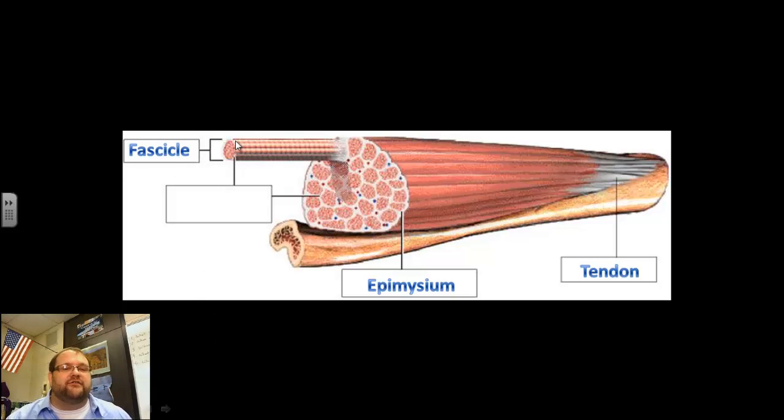Well, these fascicles are surrounded by another elastic tissue, and that's called the perimysium. So epimysium is on the outside of a muscle. The perimysium is on the outside of each individual fascicle. Okay, everybody got that? Let's move on.